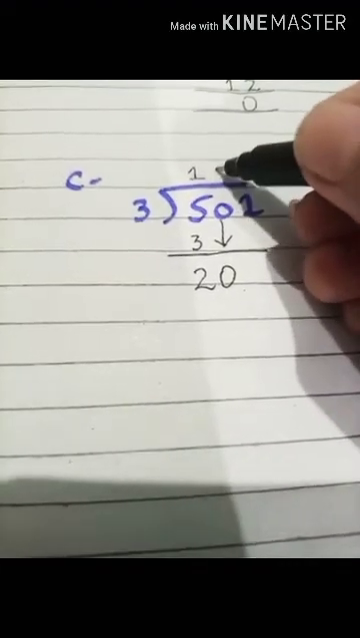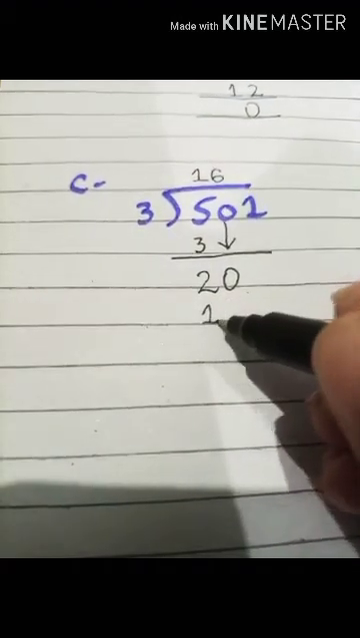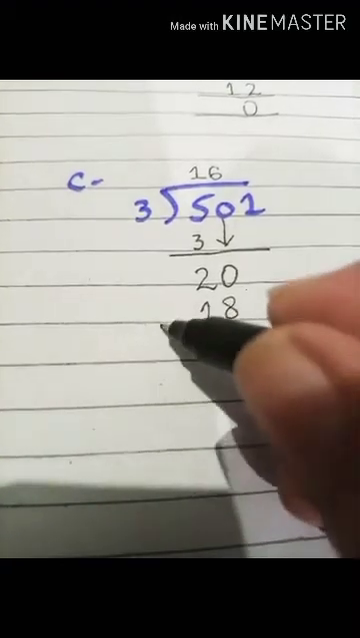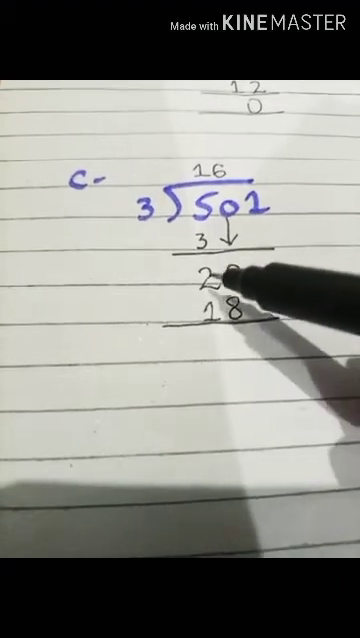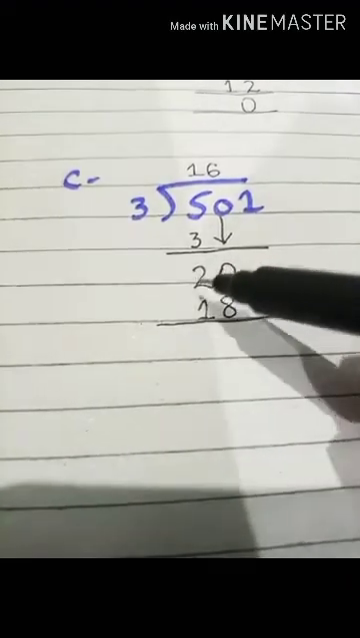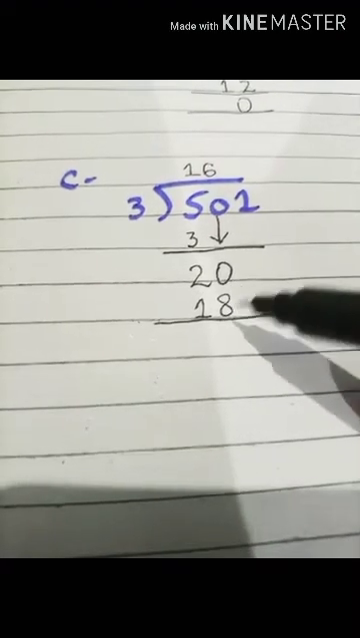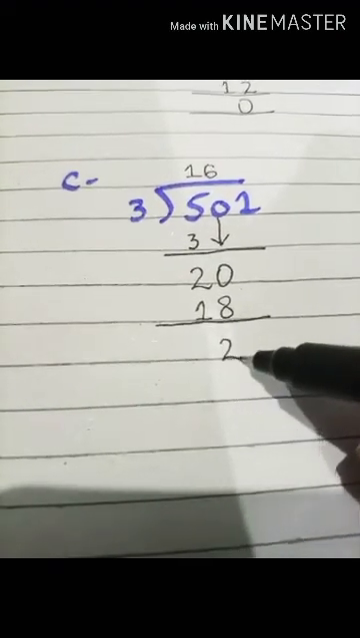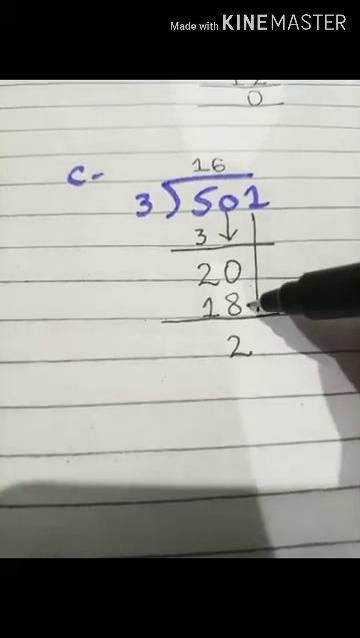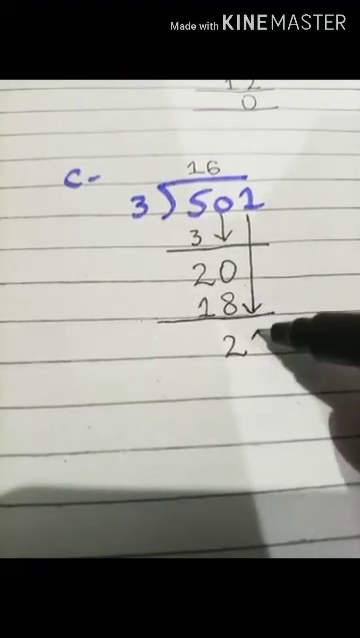Now students, read the table of 3. Here I am writing 3 6s are 18, because 3 7s are 21 and 21 can't be written under this 20. Okay. Now students, in the next step, that is subtraction, here the carry will be taken towards this 0 and this will become 10. 10 minus 8 is 2. Now this 2 is again smaller than my divisor, so I will have to take this 1 down here, and this will become the number 21.